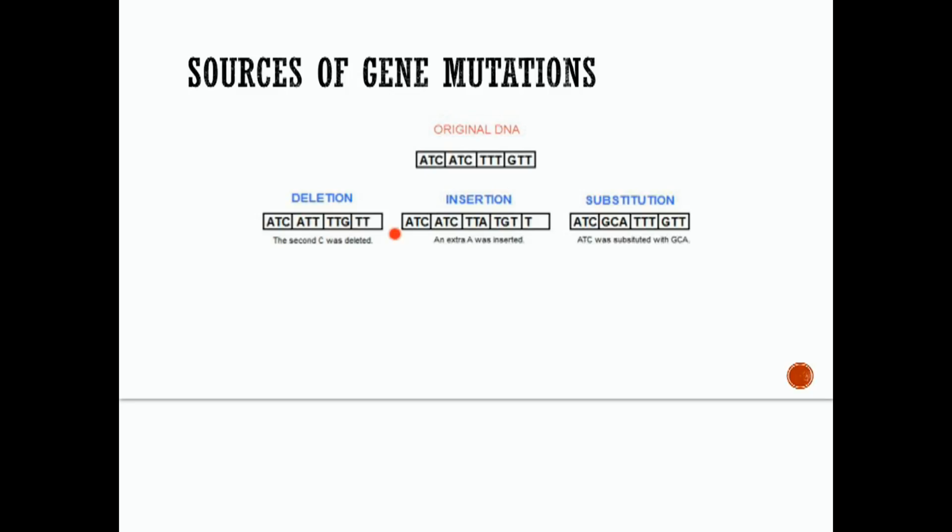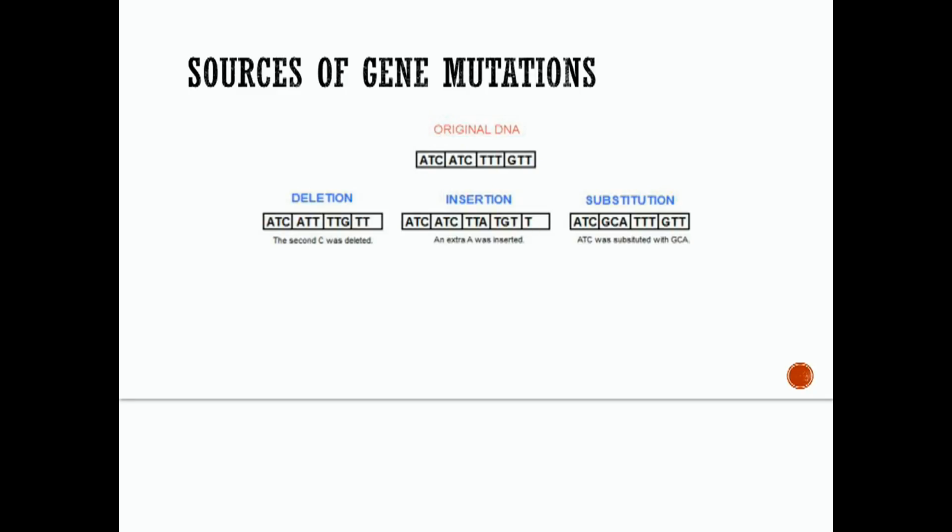All right, so it looks like we're good here. That's the same. That's the same. Here's where the extra A was inserted in this area right here. It should be three T's, but instead it inserted an A. So it moved that T to this next spot, changing it to TGT, and then that extra T was left over at the end.